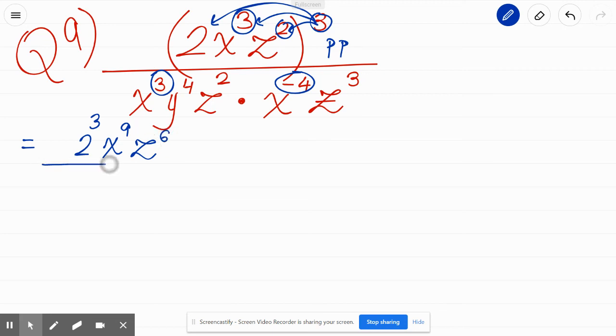Now I've simplified the top terms. We are now going to work with the bottom terms, which is x to the power of 3 minus 4, y to the power of 4. Y doesn't have anybody.